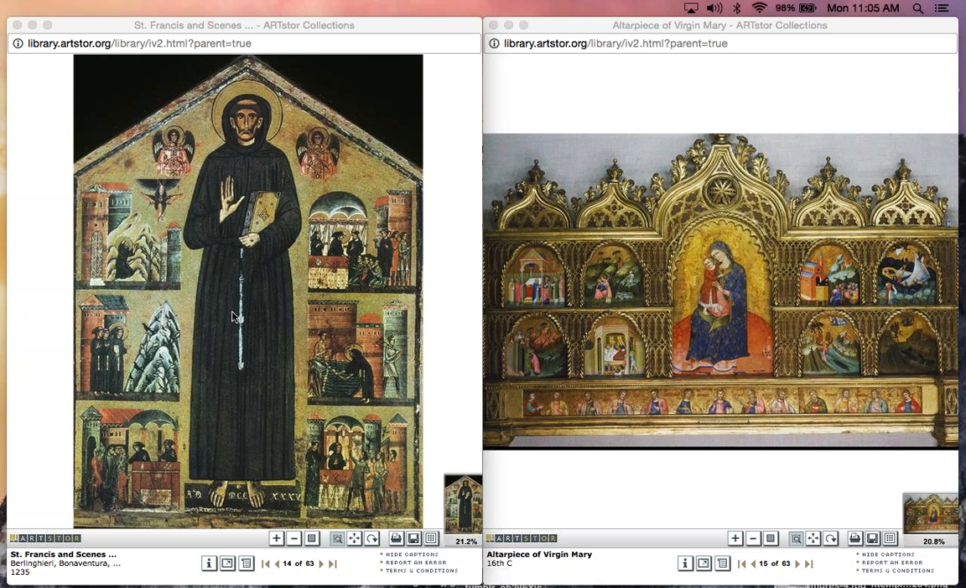When we look here on the left-hand side with St. Francis, I'm going to give you another term, and that is Maniera Greca. That's on your term sheet. We also call this the Italo-Byzantine style.